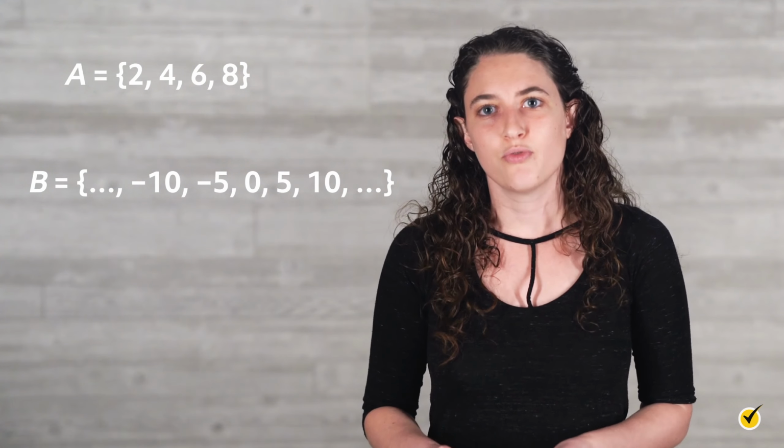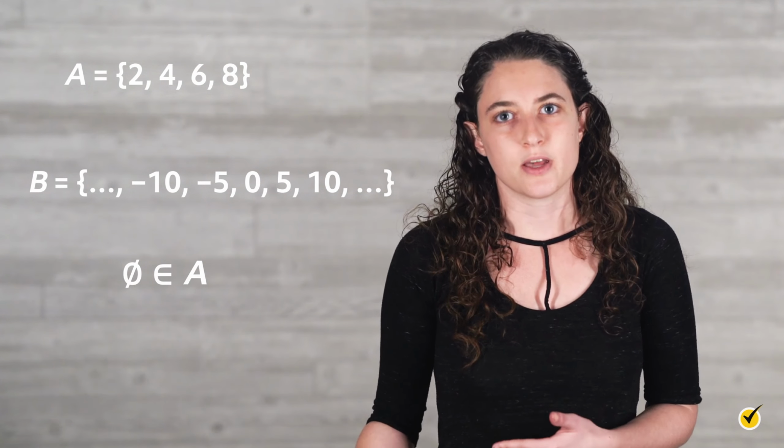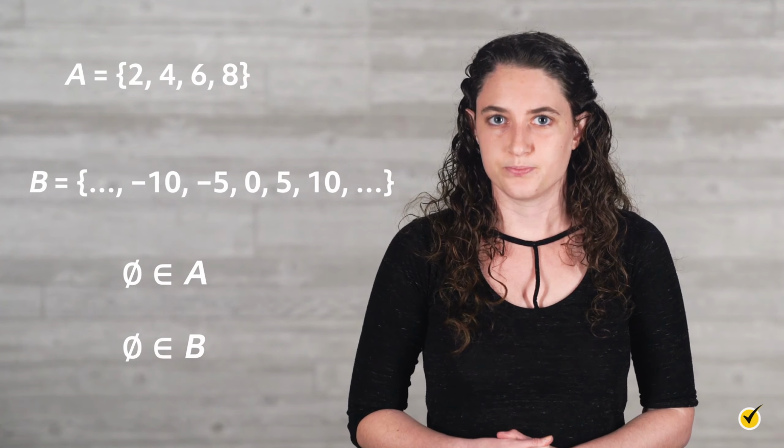One way to think about this is to say the set A has 2, 4, 6, 8, and nothing else. The nothing else is the empty set, so the empty set is an element of A. And of course, the empty set is an element of B as well.